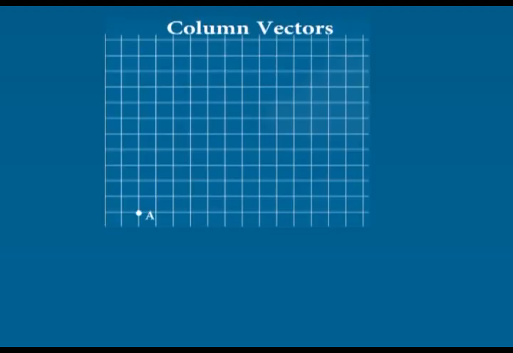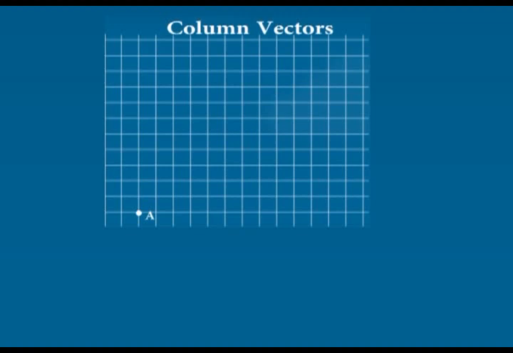Next, column vectors. Consider this point A on a grid. As it is, we cannot give any description about point A. We don't know its position. Vectors give information about displacement.